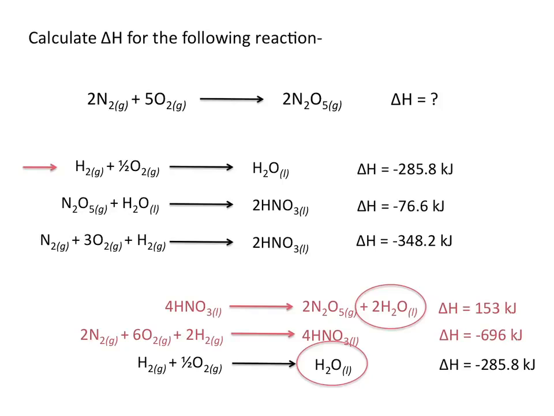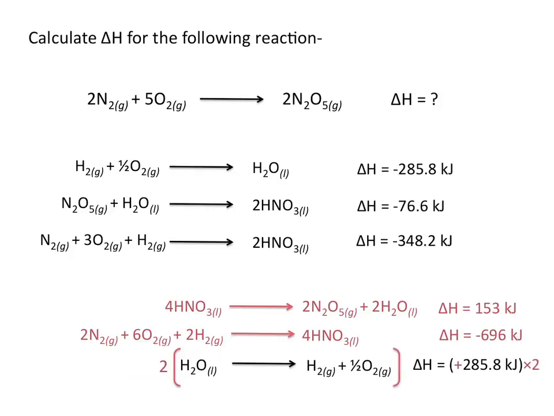So we'll need to flip this equation and multiply it by 2 in order to cancel out H2O by having it on both the reactants and the product side. And you see the same thing with H2 gas. So when we flip this equation and multiply it by 2, remember that we need to do the same thing for delta H. Flip the sign on delta H and multiply it by 2.